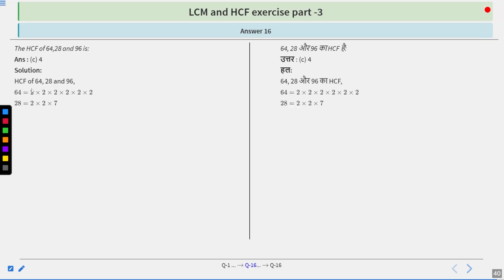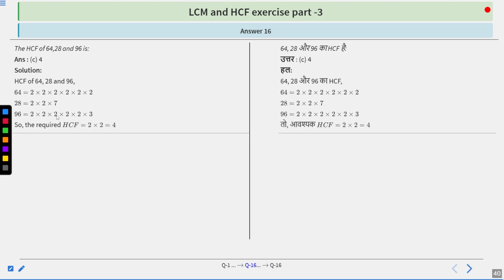Now, the prime factors of 64 are 2 into 2 into 2 into 2 into 2 into 2. These are the factors of 64. For 28, it is 2 into 2 into 7. The factors of 96 are 2 into 2 into 2 into 2 into 2 into 3.